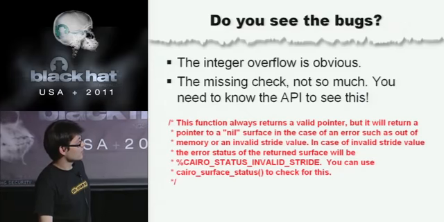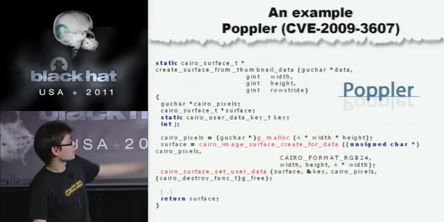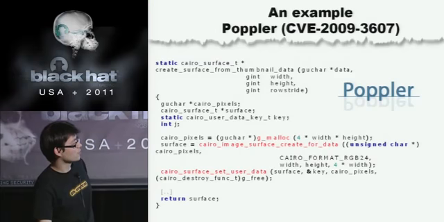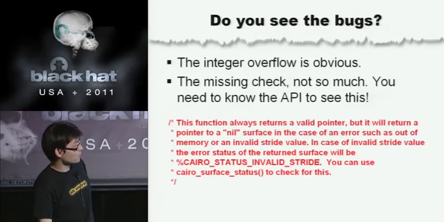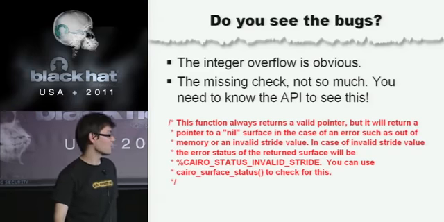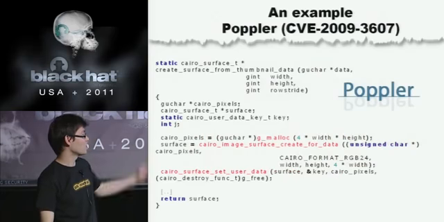The Cairo API says the following. This function, and what they mean is the second function you see there, the function that creates the surface, cairo_image_surface_create_for_data, always returns a valid pointer, but it will return a pointer to a nil surface in the case of an error, such as out of memory or invalid stride value. In case of invalid stride value, the returned surface will say invalid stride. You can use cairo_surface_status to check for this. So obviously this hasn't been done.